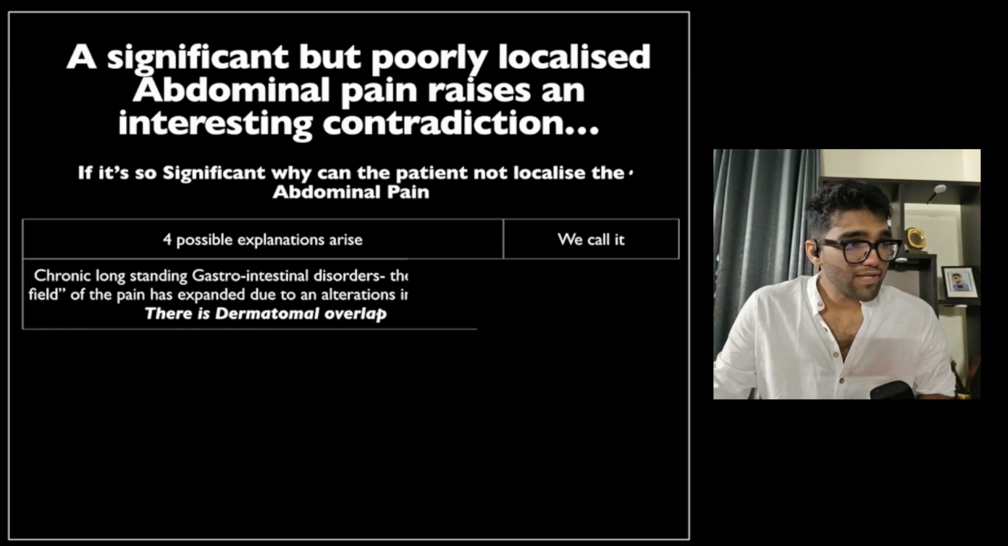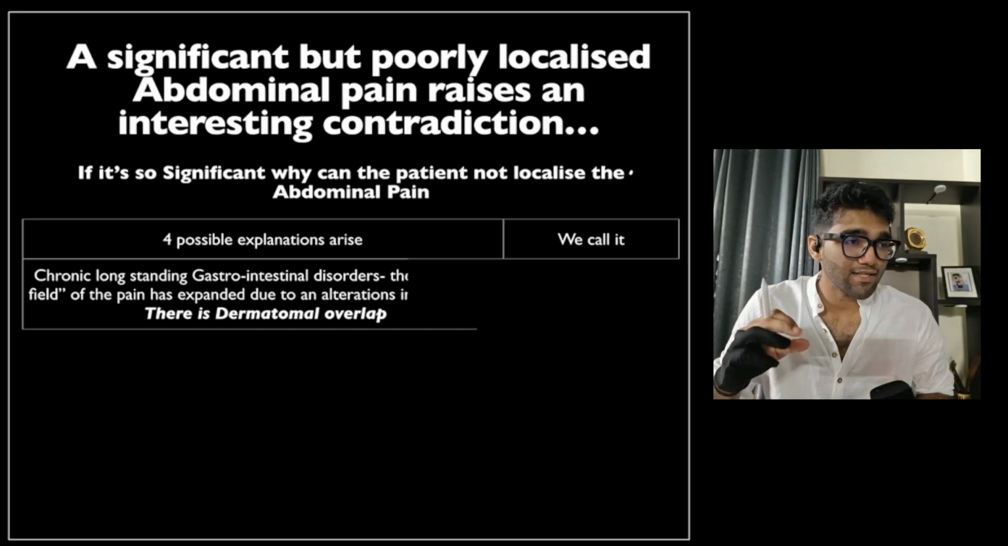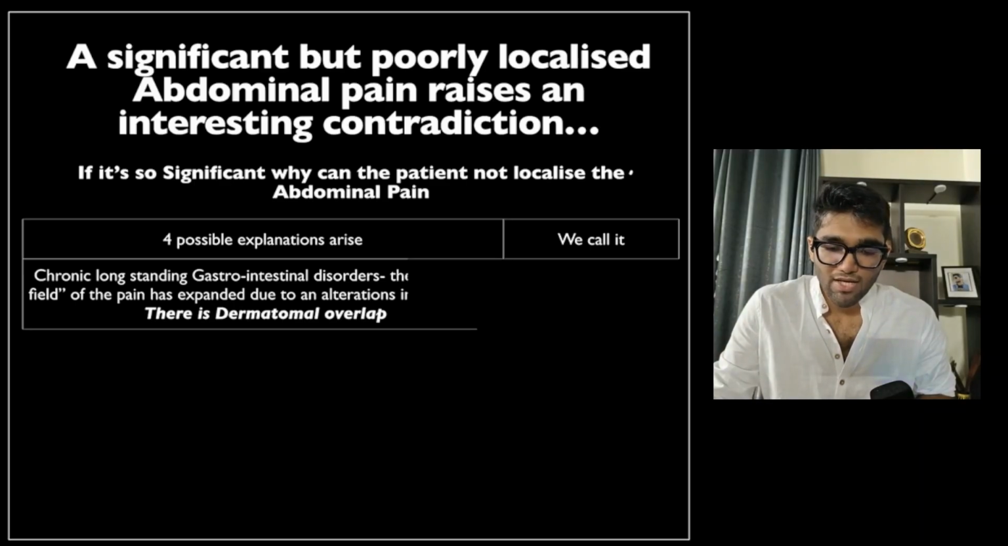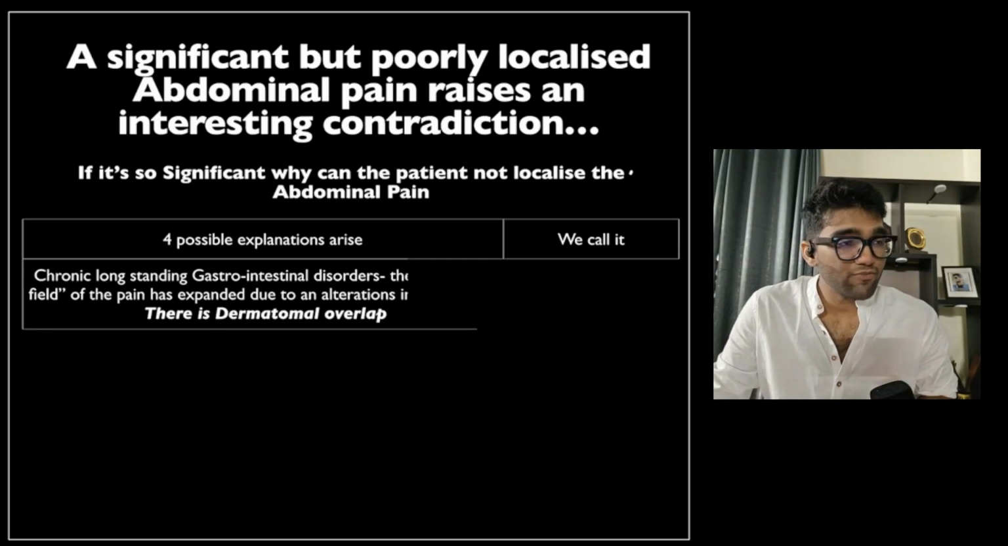and we give them some clear clinical terms. So the first thing is that you could have a chronic, long-standing gastrointestinal disorder. Now, because the innervation of the gastrointestinal tract is not very discrete, these being visceral organs, often when there is chronic activation, there is overlap of the receptive fields of pain.